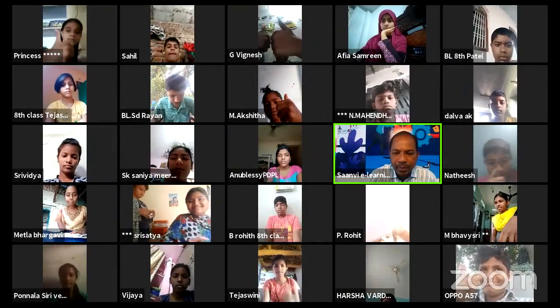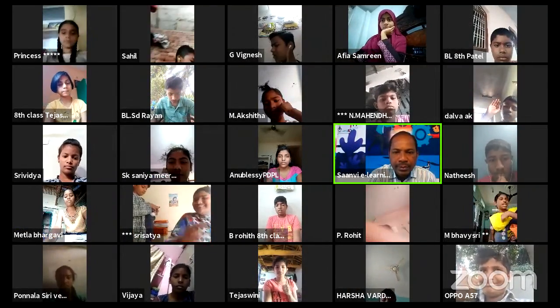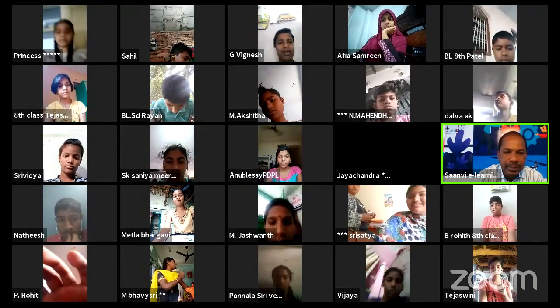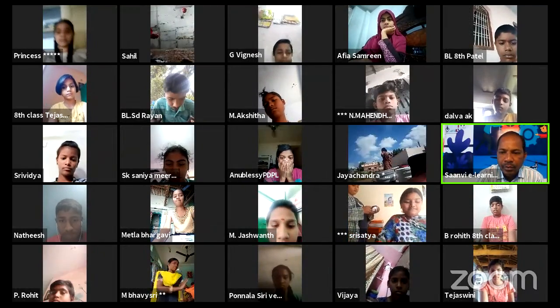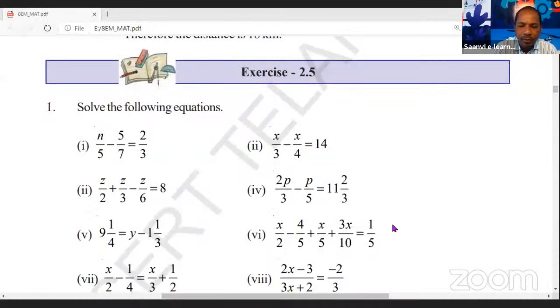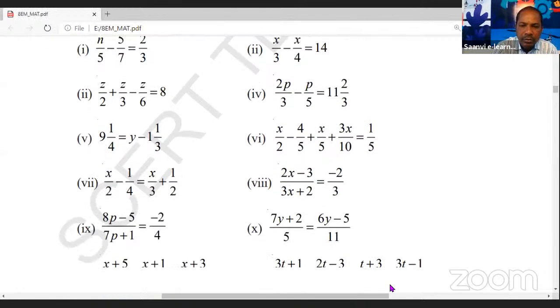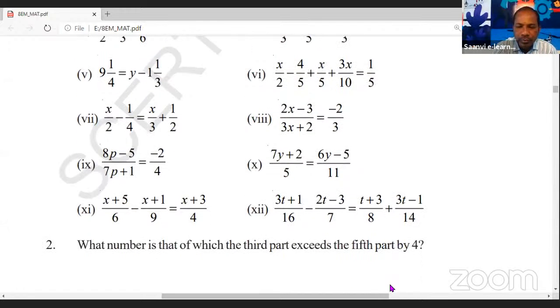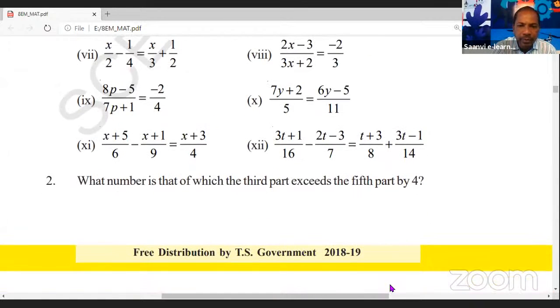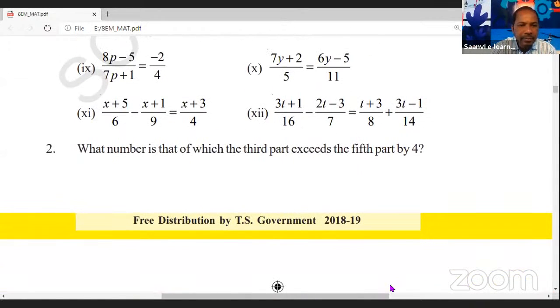So today we are going to discuss the remaining part of exercise 2.5. So see, exercise 2.5, first bit is completed. Now the second bit. From second bit, word problems are given. So let us see what word problems are given. See the second bit word problem.